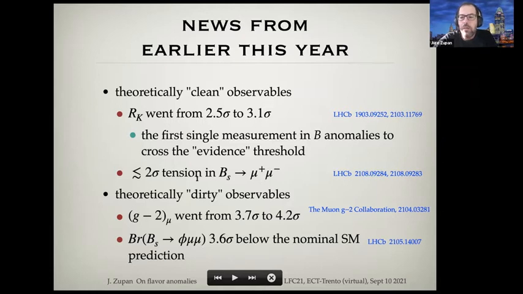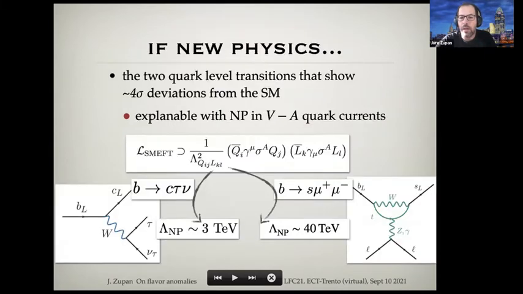Both of these observables are part of what I will call theoretically clean, so small theory errors. Then there are also theoretically dirty observables, where you have to think more about the theoretical errors. And in here, the g minus 2 of the muon went from 3.7 sigma to 4.2 sigma in the discrepancy. And then, for instance, for the branching ratio B sub s to phi mu plus mu minus, there's a 3.6 sigma discrepancy.